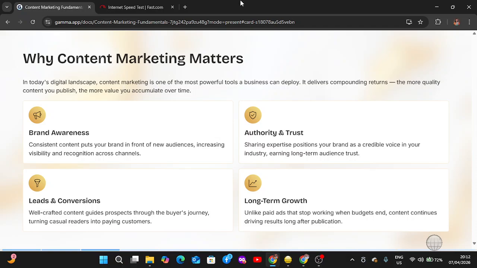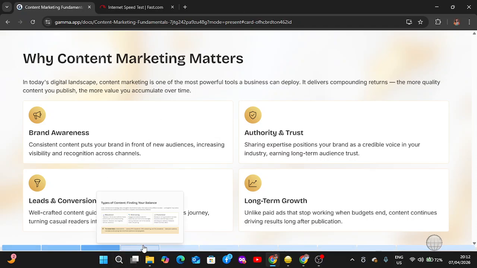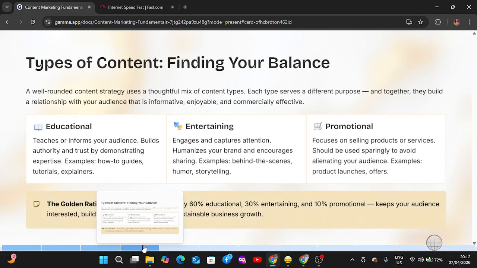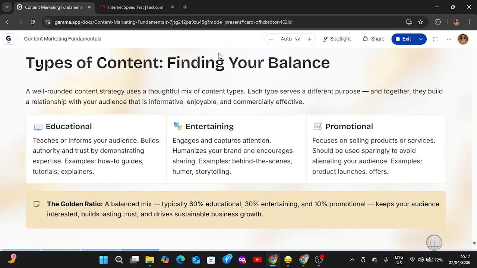Very important. So the next thing we want to do is talk about types of content. Like I said, we have three types of content. We have the educational content, we have the entertaining content, we have promotional content. That's what content is being summarized into. So, what is educational content? Educational content is content that teaches and informs your audience.